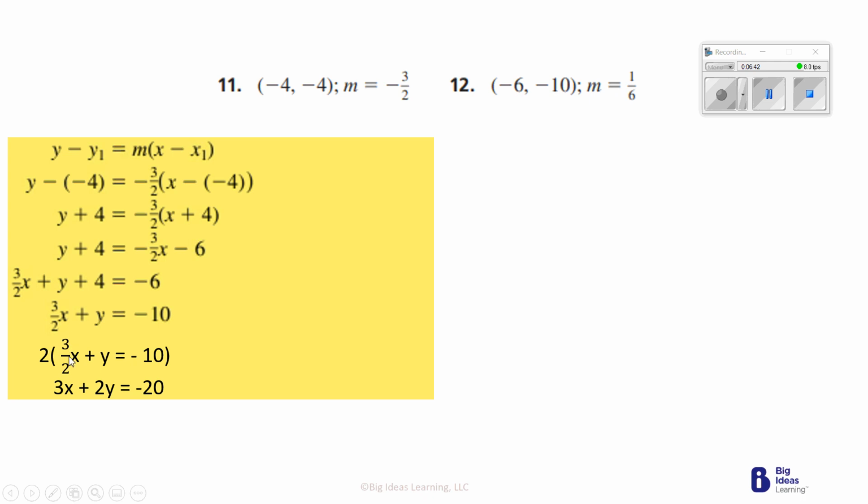Then we're going to multiply everything by that denominator, 2, and that's going to give us 2 times 3, which is 6. 6 divided by 2 is 3. And 2 times y is 2y, and 2 times -10 is -20. 12 is yours to do.